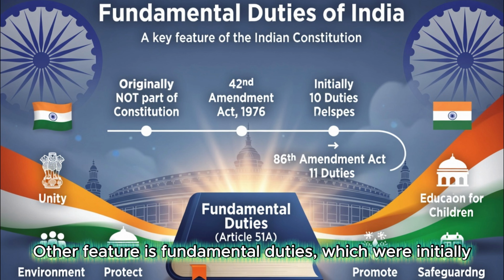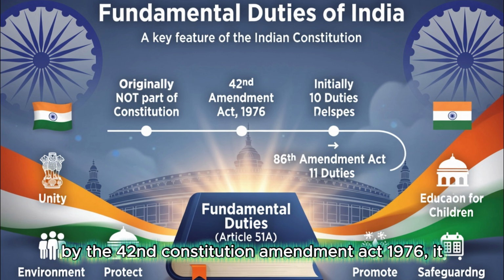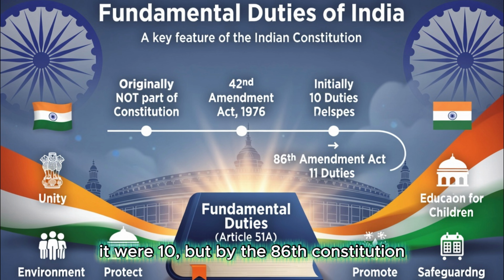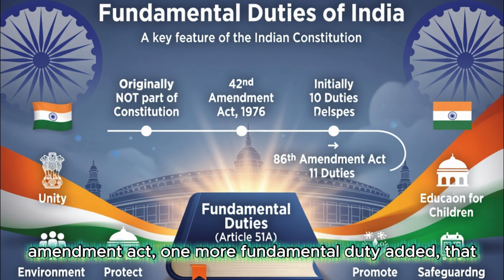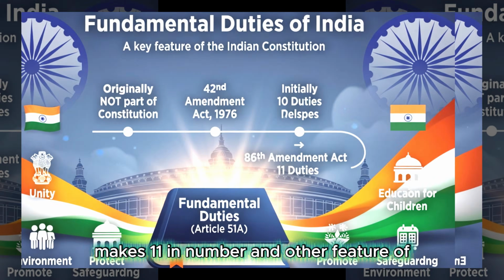Another feature is fundamental duties, which were initially not part of the Indian Constitution. Later on, they were added by the 42nd Constitution Amendment Act 1976, on the suggestion of the Swaran Singh Committee. Initially there were 10, but by the 86th Constitution Amendment Act, one more fundamental duty was added, making 11 in number.